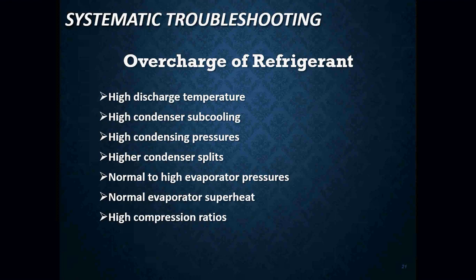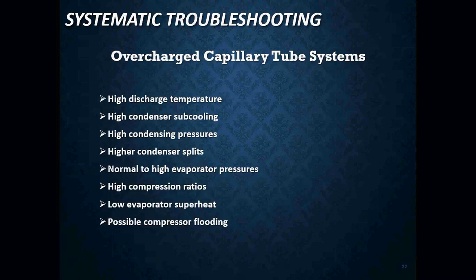Overcharge of refrigerant, you're going to have high discharge temperatures. You're going to have high condenser subcooling. You're going to have high condenser pressures, high condenser split, temperature split across it, air coming across the coil. What's the air entering my condenser coil? What is the temperature of the air exiting my coil? You're going to have normal to high evaporator pressures, normal evaporator superheat, which always tends to kind of throw mechanics off, but it can happen, and high compression ratios.